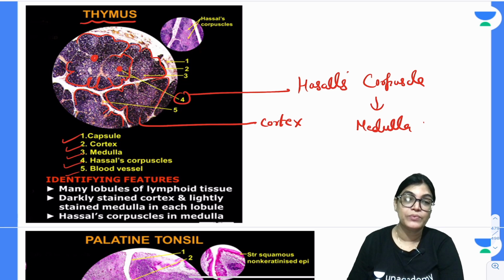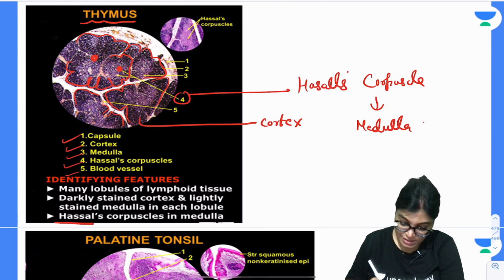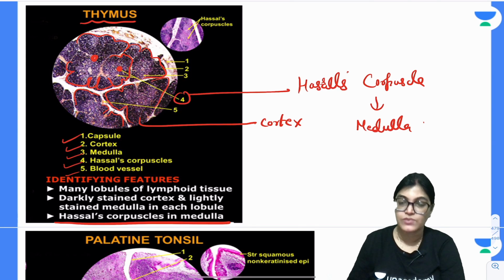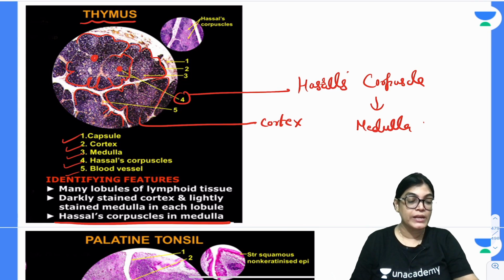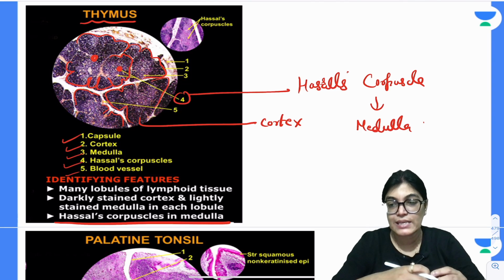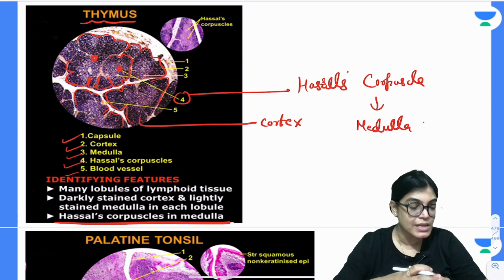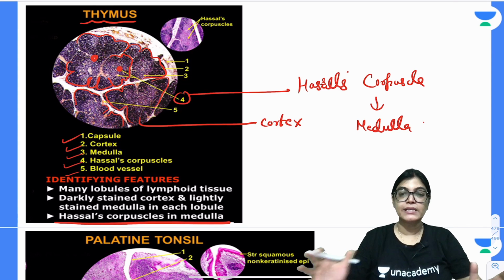Many lobules of lymphatic tissue are shown. There is darkly stained lymphatic aggregation in the cortex. The medulla is lighter stained, and in the medulla the characteristic point is Hassall's corpuscles. The number of Hassall's corpuscles increases with age. So, all these points, and only T lymphocytes will be present in the thymus gland.